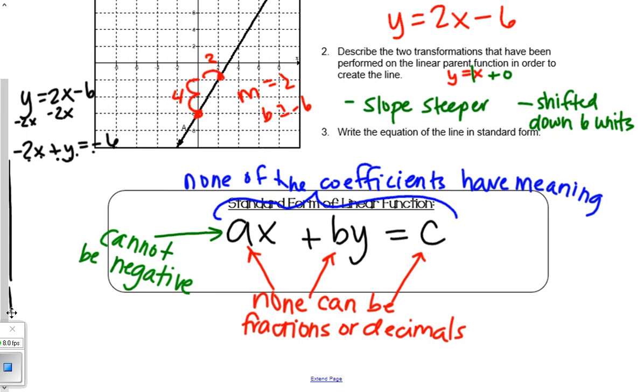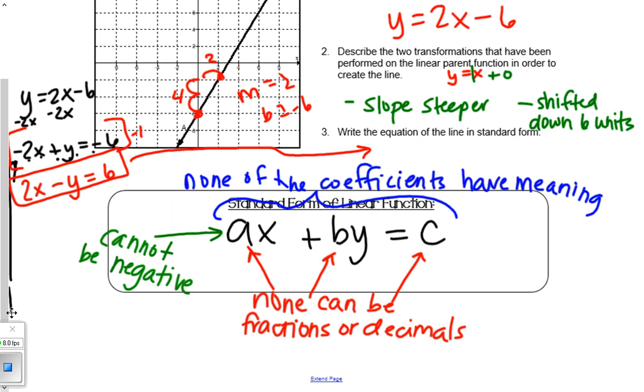But it's breaking the rule where A cannot be negative, right? So instead, I'm just going to multiply this whole equation by -1. So I've got positive 2x minus y equals positive 6. That would be my standard form for this graph. It's at the top of our page. Okay, so it's literally just another way of writing it. It doesn't mean anything.